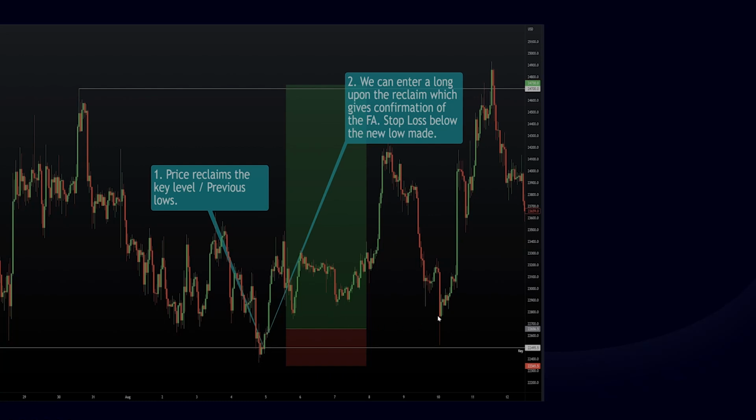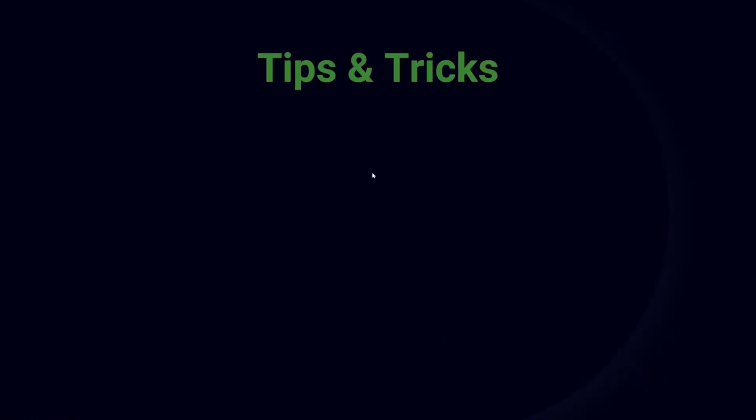The swing failure pattern: quick wick down, close back above. That's a swing failure pattern wick. This is a failed auction, where we're spending more time down here. So I'm going to end with some tips and tricks for you.